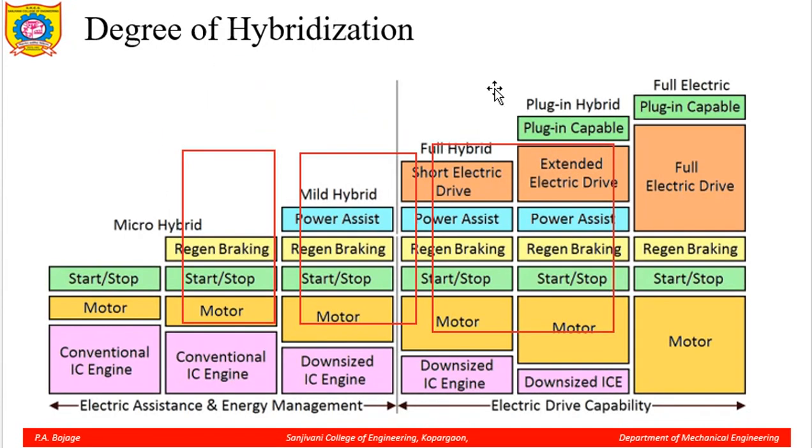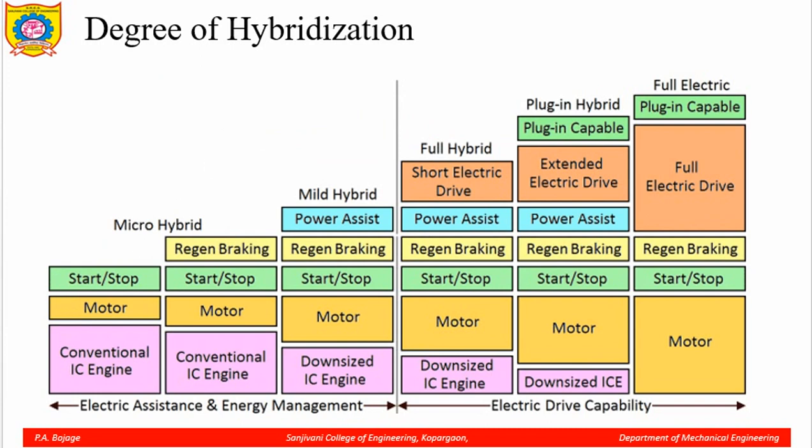So the same thing is shown here. You can see in the micro hybrid, what happens here? You can see the conventional engine is present in both the cases. You have a motor also and a start and stop. So here the role of the motor is quite less. It is just assisting the IC engine.